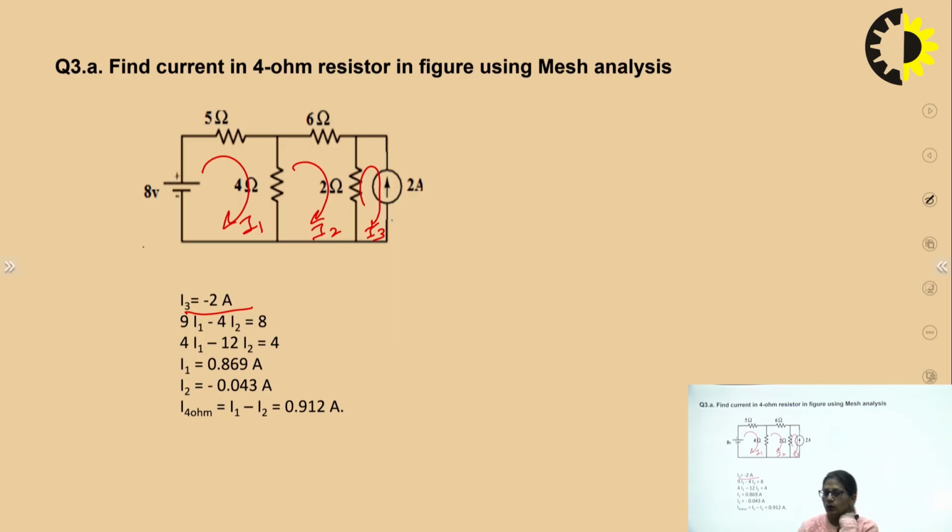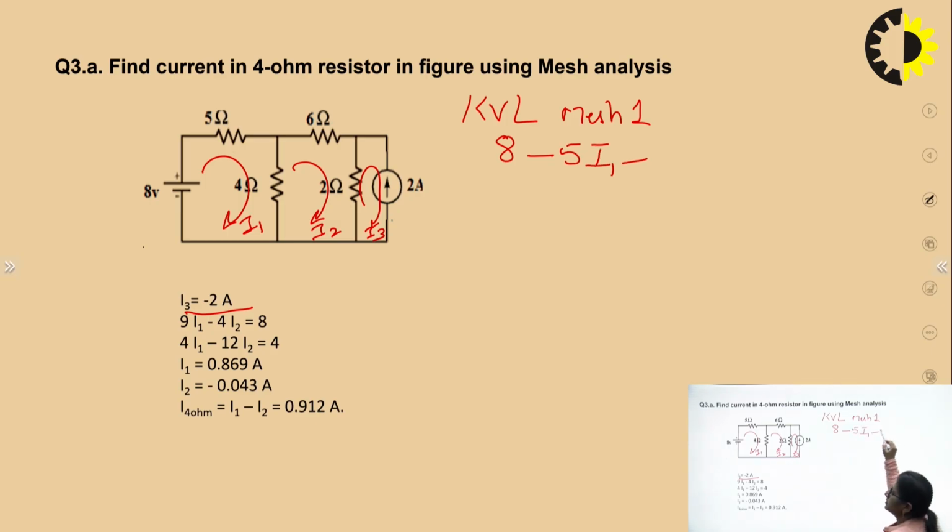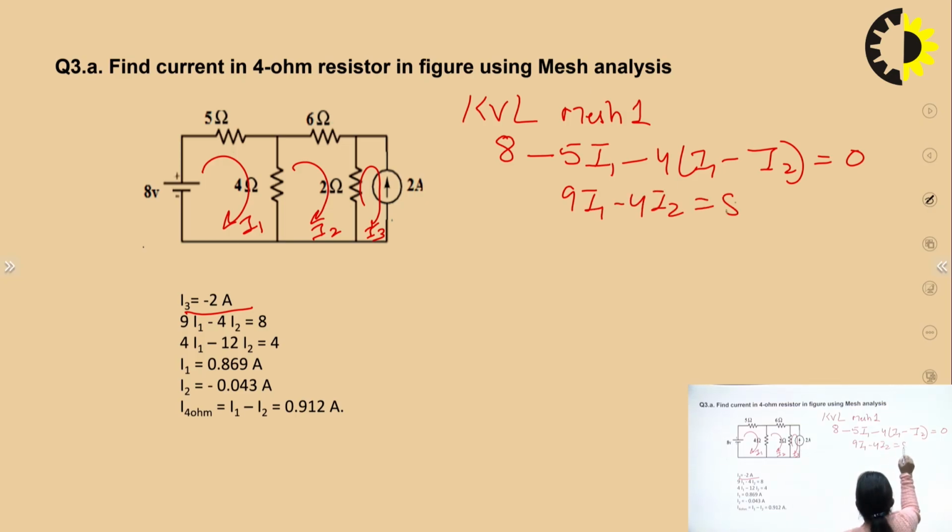That means if we want to know the values of the other 2 mesh currents, we need to write the mesh equations for these 2, right? So applying KVL for writing the mesh equation, we need to apply KVL to mesh 1. Now if we apply KVL to mesh 1, what is the equation here? It will be given by 8 minus 5I1 minus 4(I1 minus I2) is equal to 0. Right? So if I resolve this, I'll have the equation as 9I1 minus 4I2 is equal to 8. That is the first equation.